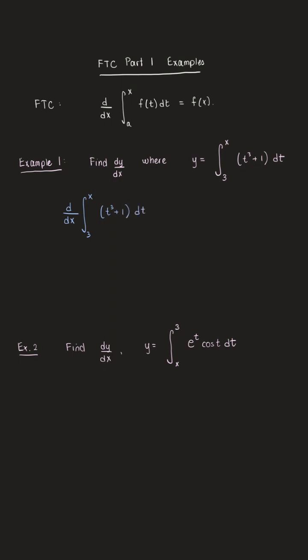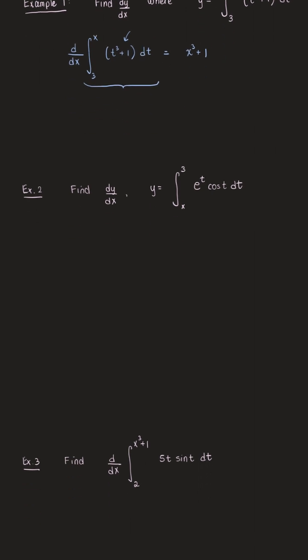Well, when we apply this fundamental theorem of calculus, it tells us that this will be the original function evaluated at x. So this will just be x cubed plus 1. This theorem, remember, tells us that the function that we construct here, this area accumulation function, is an antiderivative of t cubed plus 1. Okay, let's try a couple more examples.